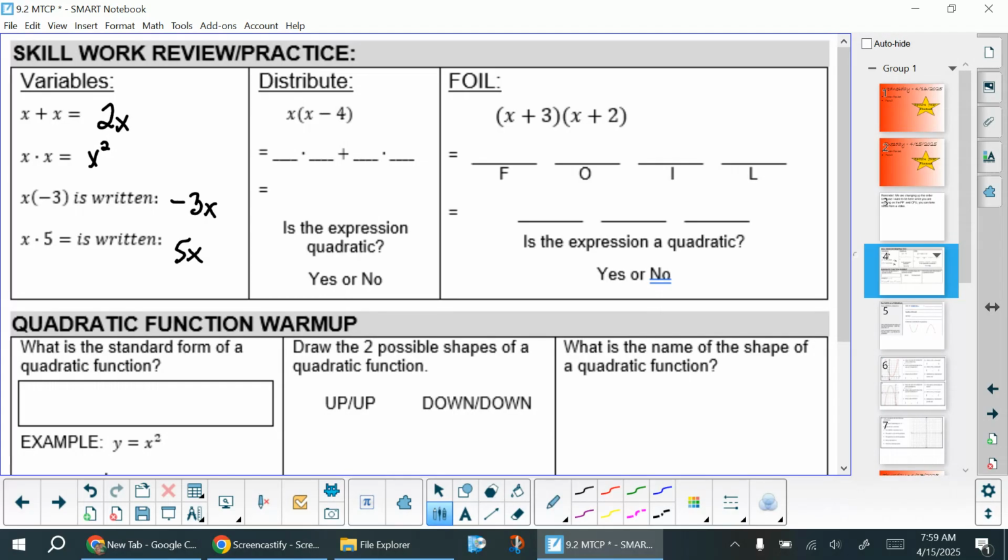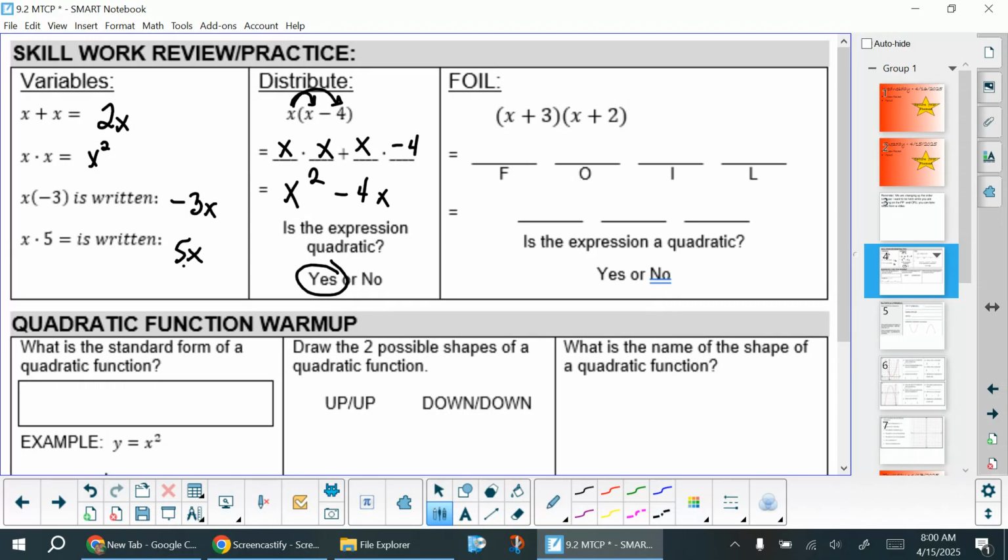Then we're going to go ahead and distribute. We've got the blanks here. You saw on the test, we didn't actually give you those blanks on the test, but just to remind you here, we're taking x times x as our first distributing. That is x squared. Then we're taking x times negative 4, and we'll write that as negative 4x. And the question down here, is this expression quadratic? Yes, because it's got an x squared term in it.